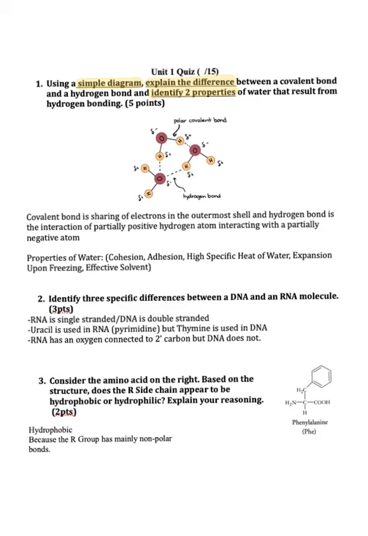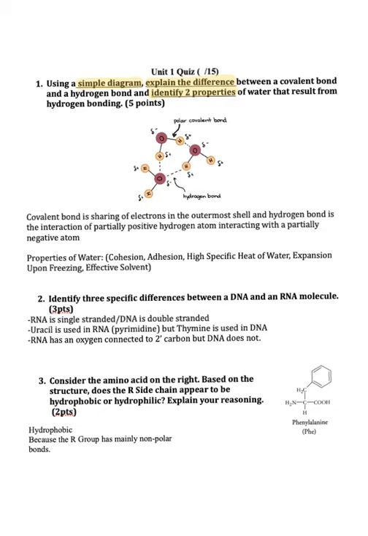Oxygen likes to pull those electrons being shared closer to itself, which makes it partially negative. And the hydrogen, having those electrons pulled away from it, starts to have a partial positive charge. The connection between oxygen and hydrogen sharing electrons in their outermost shell is called a covalent bond.